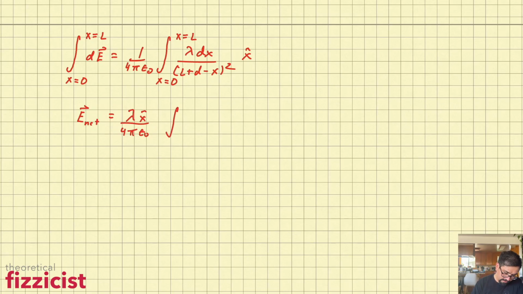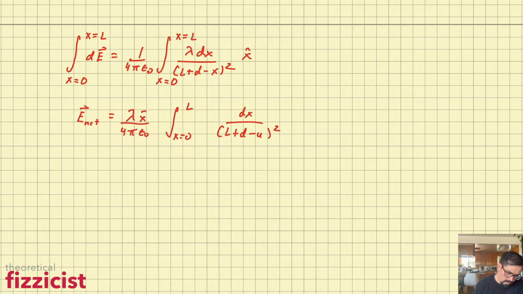And then we have our integration over here from x equal to 0 to L of dx all over (L plus d minus x) quantity squared. Okay. Now, this is an integration that should look familiar to you, right? This is going to be a u du sub classic integral. So let's go ahead and do that now, and take advantage of the power law that we get as a result of that.